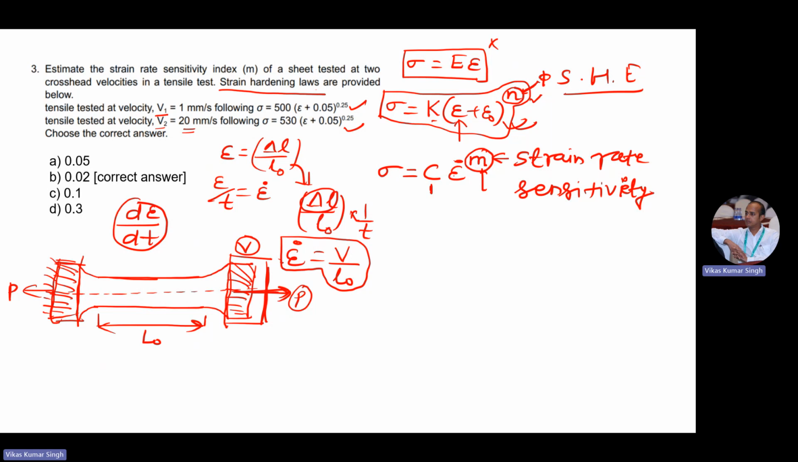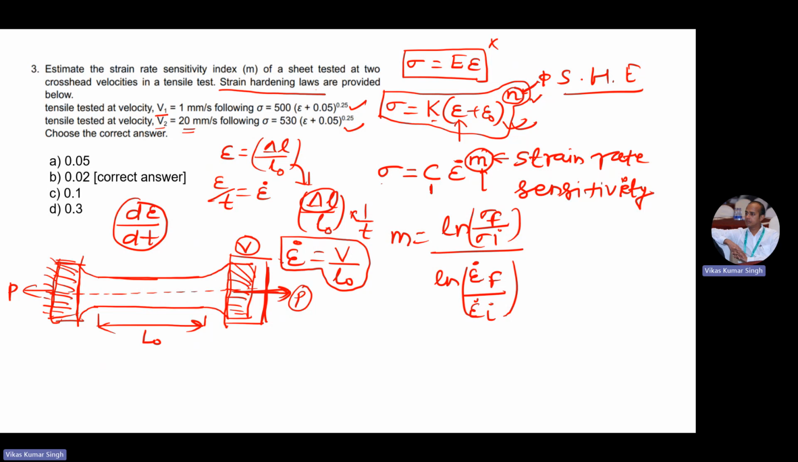So you can see here, to find m, if we take ln on both sides, m will become ln of sigma final by sigma initial divided by ln of epsilon dot final by epsilon dot initial. C will cancel from both sides. C is a constant, so that will be cancelled. So you will get this formula. Just take ln on both sides and apply the fundamental logarithmic formula, you will get this.